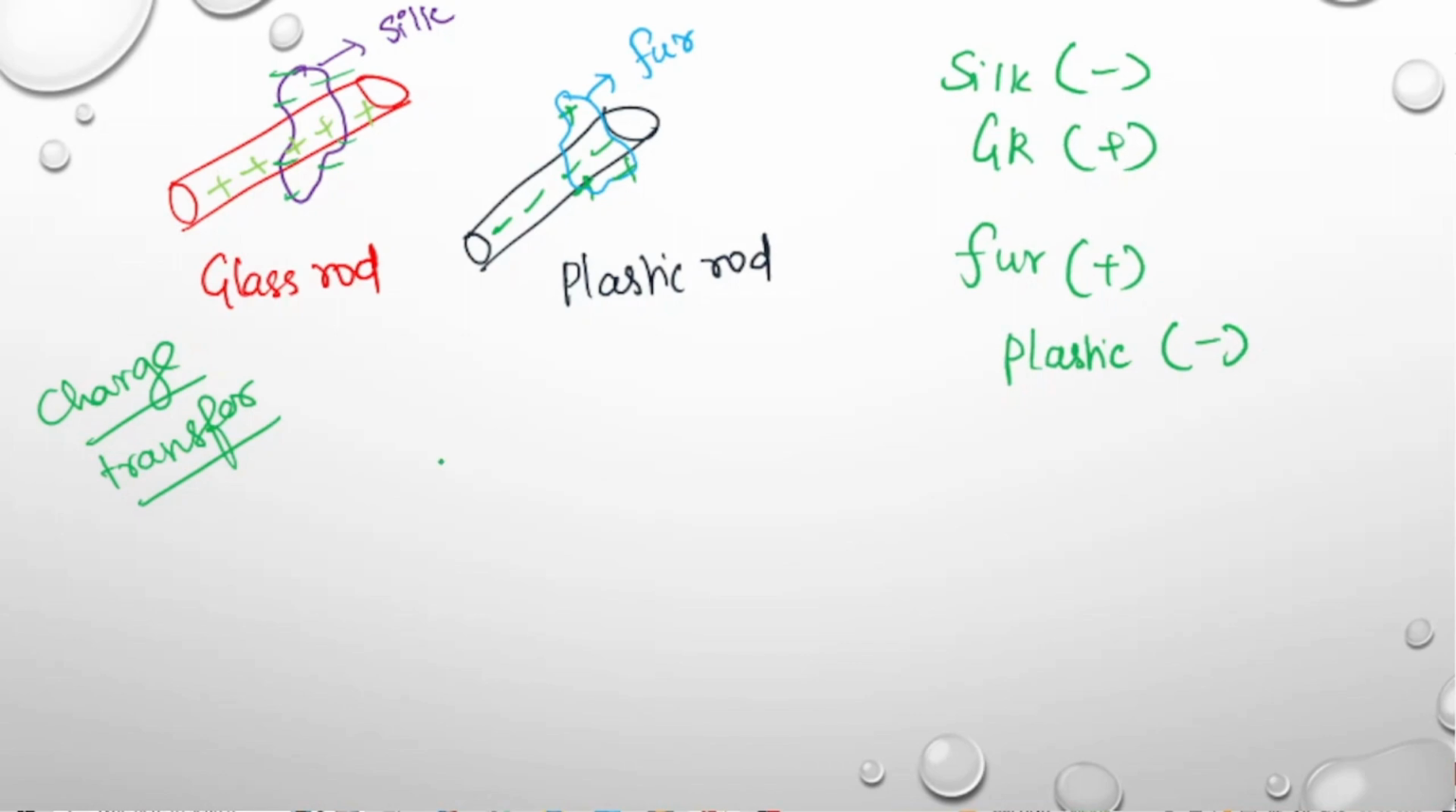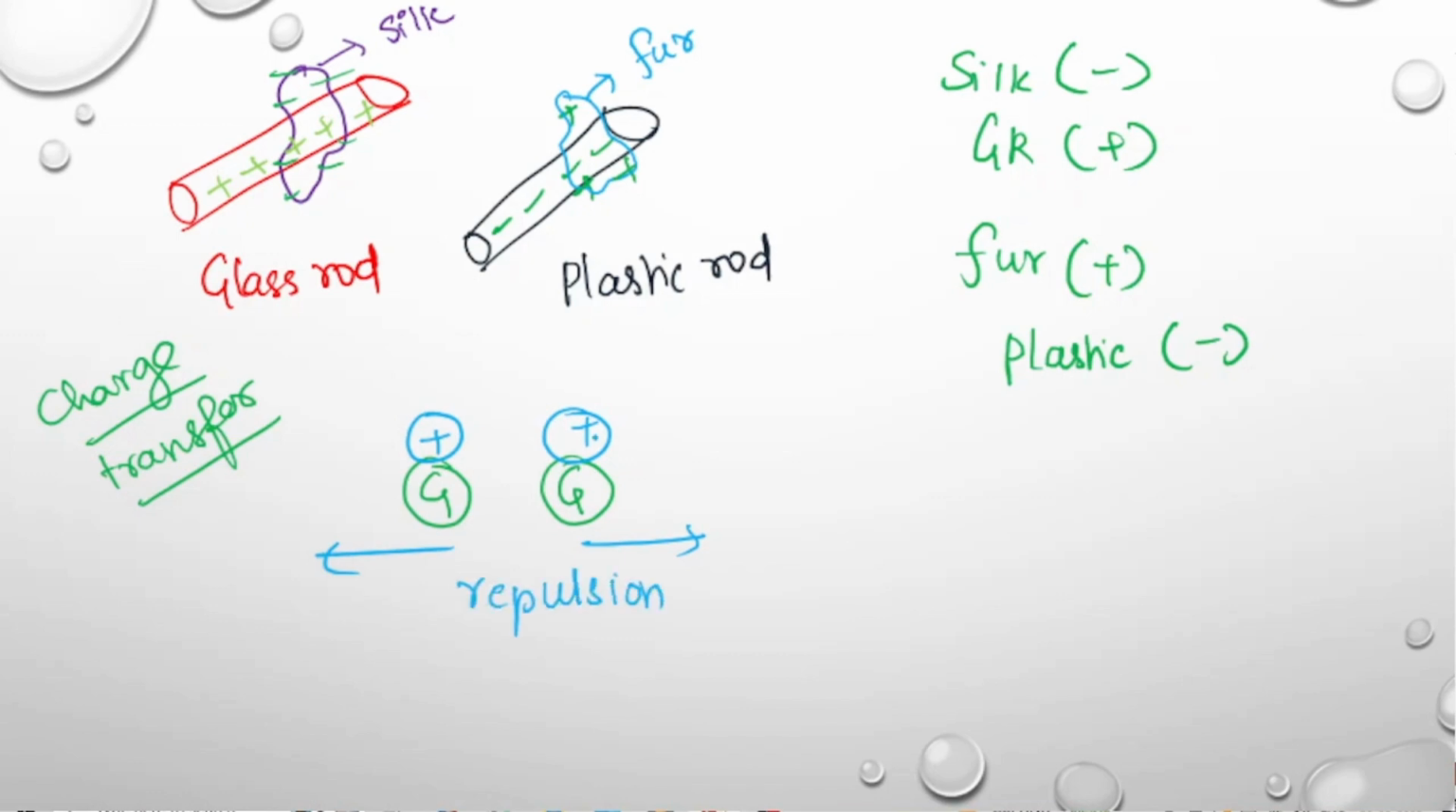Now, to test it, I'm going to bring two glass rods together. When I bring two glass rods together, this glass rod is positively charged, and this glass rod is also positively charged. Therefore, they repel each other and go away, right? So here you can observe repulsion.